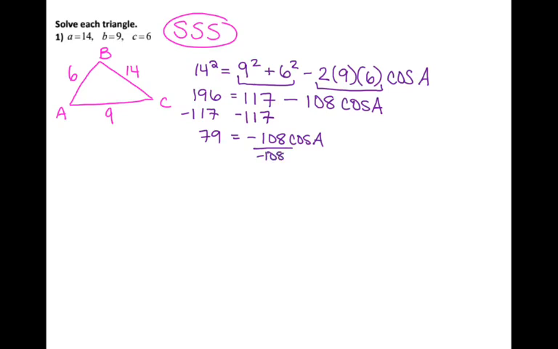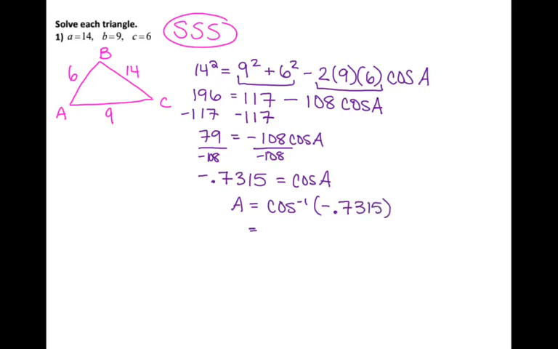Divide both sides by negative 108. I'm going to go to 4 decimal places. So negative 0.7315 equals cosine of A. And at this point, since I'm solving for an angle, I want to do the inverse. So A is going to equal the inverse cosine of negative 0.7315. So I'm going to put this in my calculator, and that gives me about 137 degrees. So there is angle A.